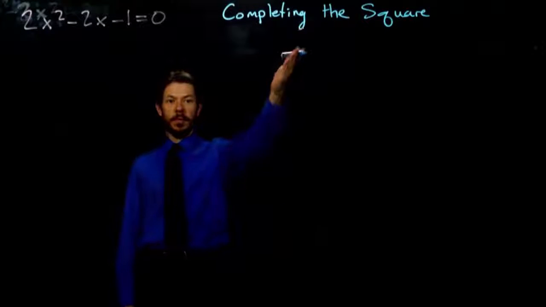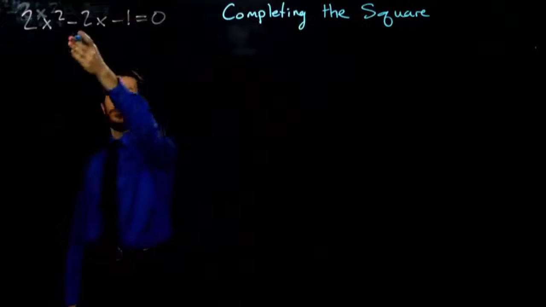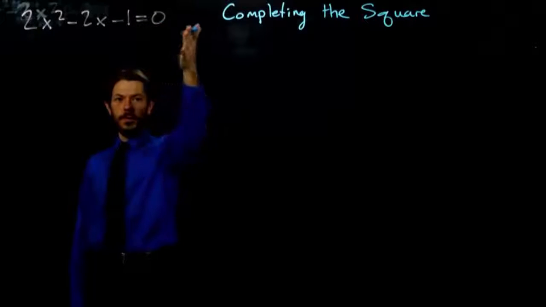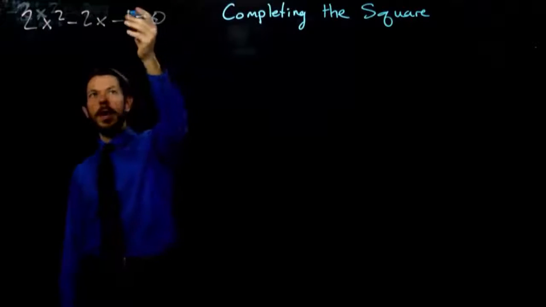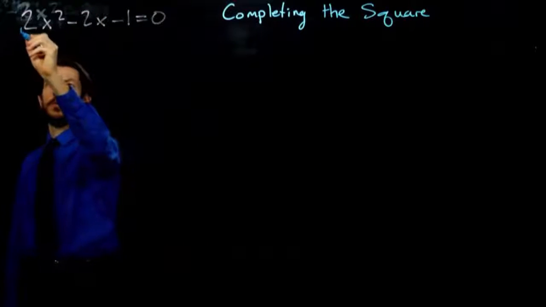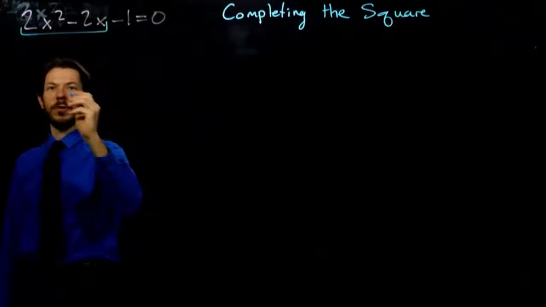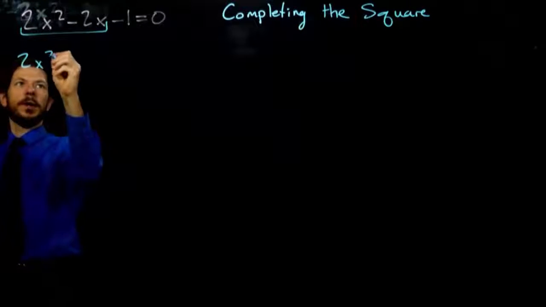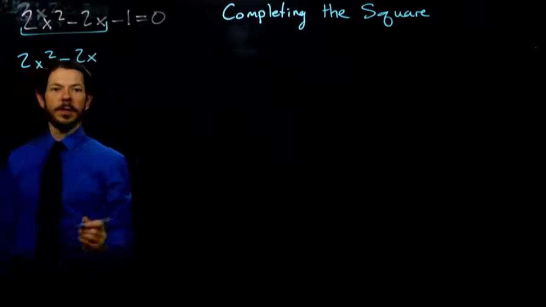Hey everybody, we have a completing the square problem here. 2x squared minus 2x minus 1 is equal to 0. And when I'm completing the square with this, what I'm going to do is start with just these two terms. So that's 2x squared minus 2x.